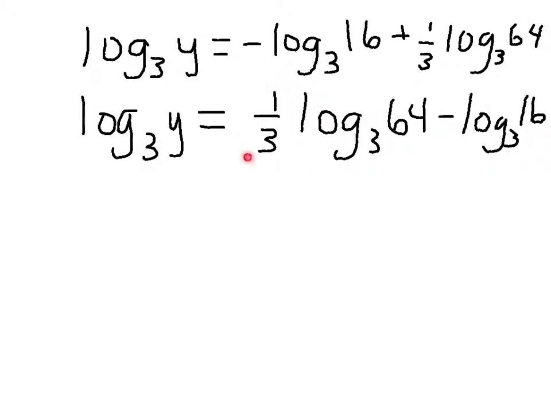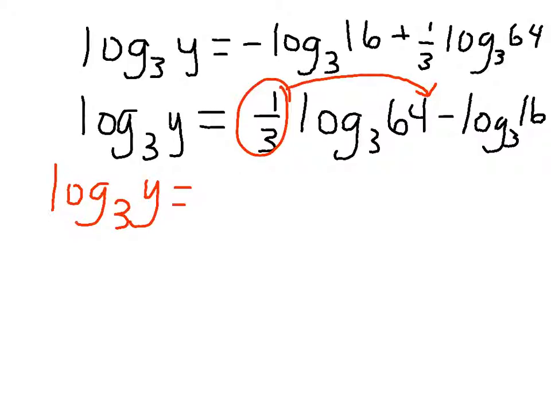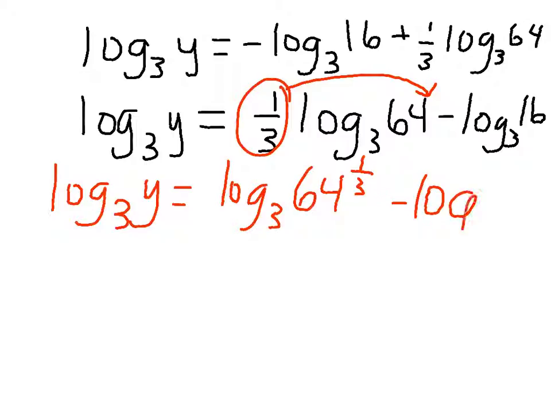But before I do that, I have to get rid of this multiplying by 1/3 for log base 3 of 64. And to do that, I'm going to take 1/3 and I'm going to put it back inside the log as an exponent because I have a property that says that that's okay. So I'm going to have log base 3 of y equals log base 3 of 64 to the 1/3 power minus log base 3 of 16.